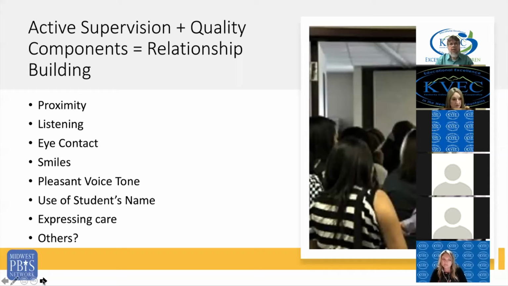So when you're using active supervision, be up, moving about, listening to your students, making eye contact, smiling. I mean, a smile don't cost anything. For some kids, that may be the only smile they see. Give them a smile, use pleasant voice tone, use the students' names, and then express care and concern about what's going on with the students and what's going on in their life, along with just the affect, the way you carry yourself in a classroom setting or in the school environment impacts student behavior.